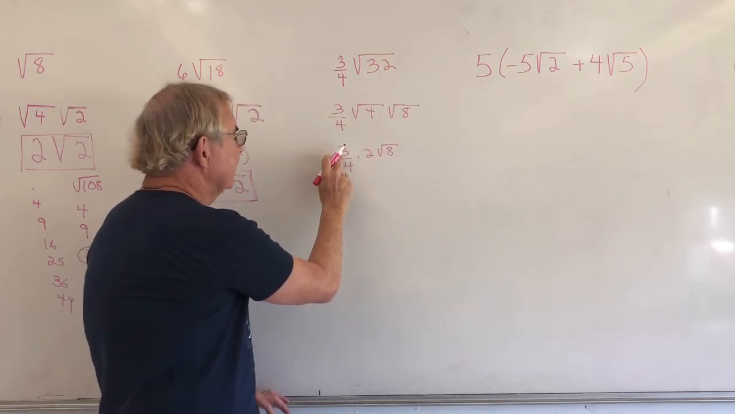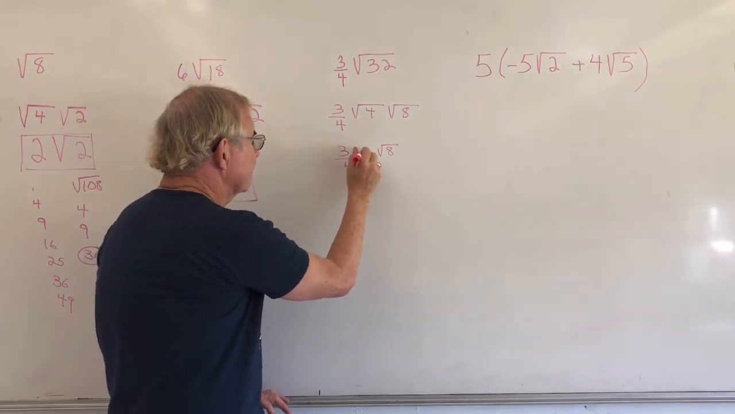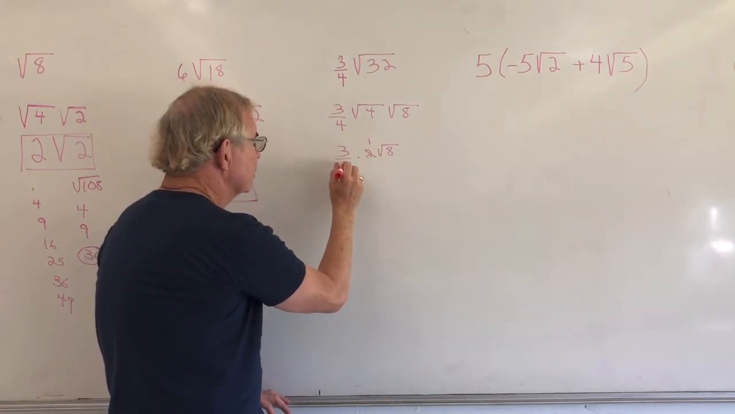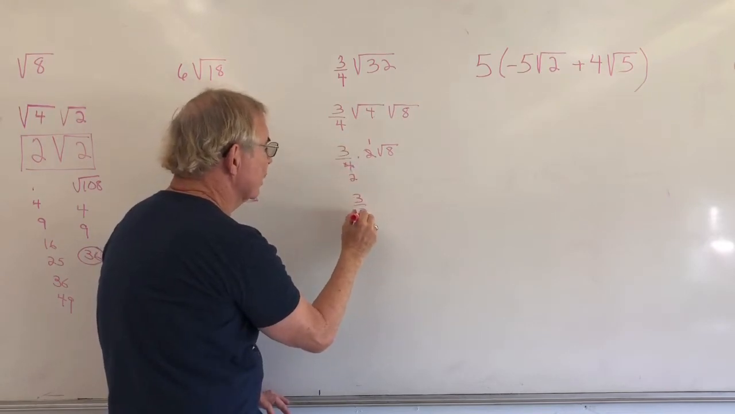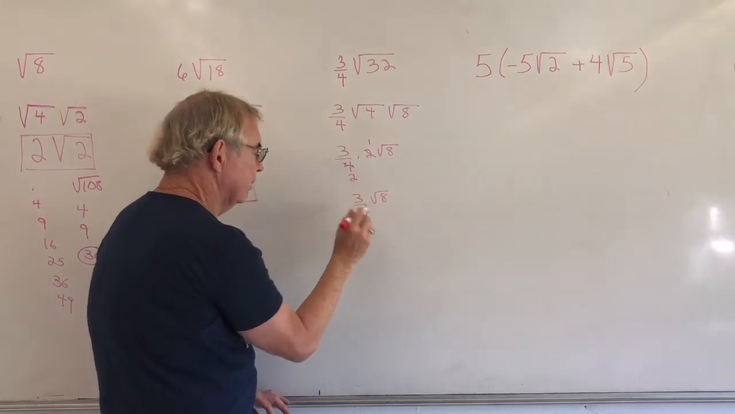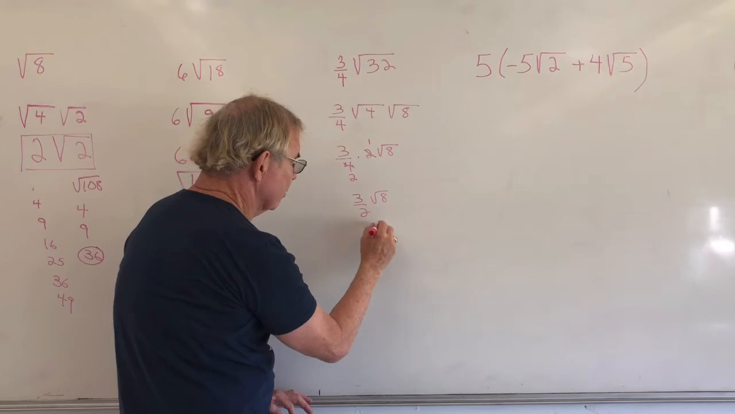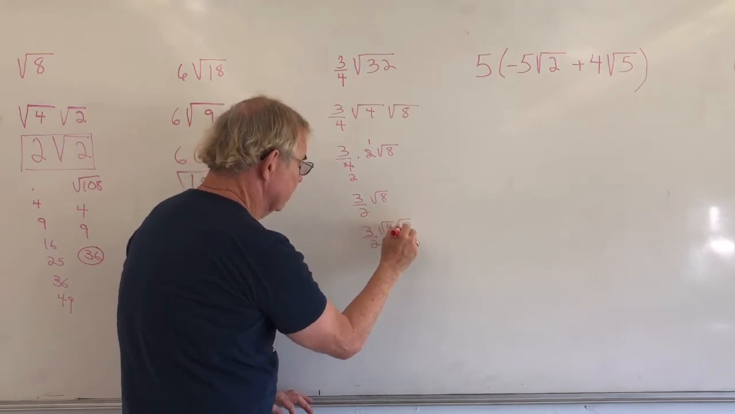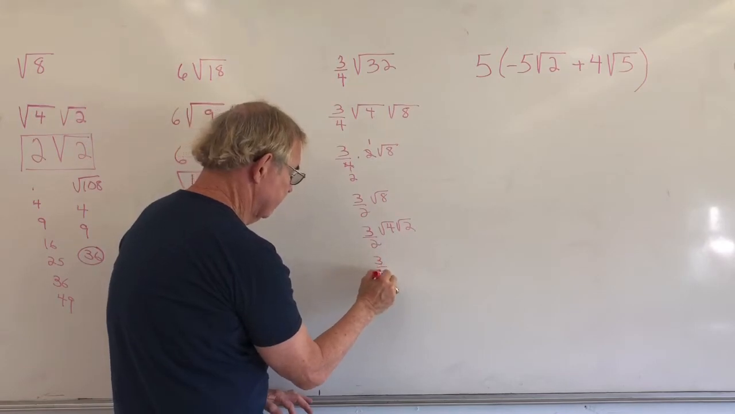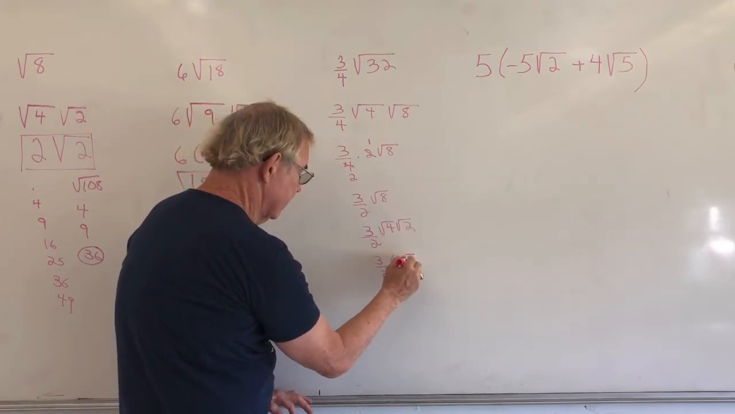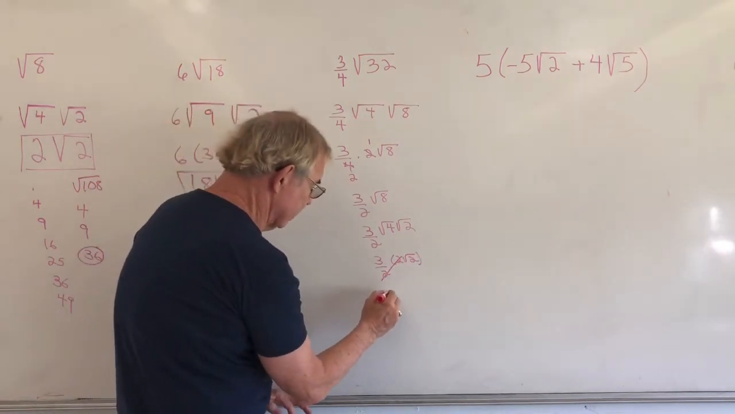So what do you have here? You have 6 over 4, 3 times 2, or you could divide, 2 goes into 2 once, 2 goes into 4 twice. So you would have 3/2 square roots of 8. Well, wait a minute, 8's not done. 8 can be broken into the square root of 4 times the square root of 2. The square root of 4 is 2. And then these 2's will divide out, and you're left with 3 radical 2.